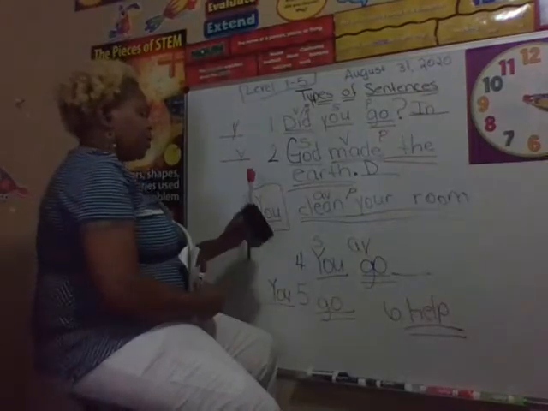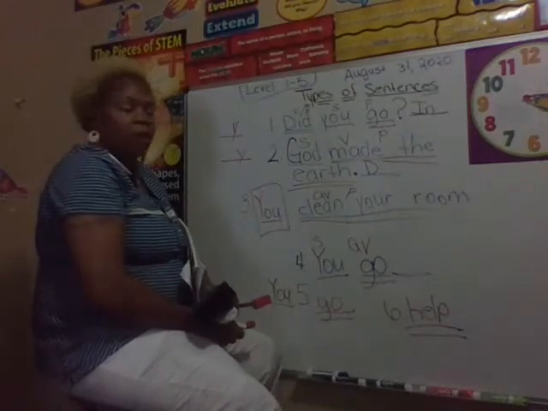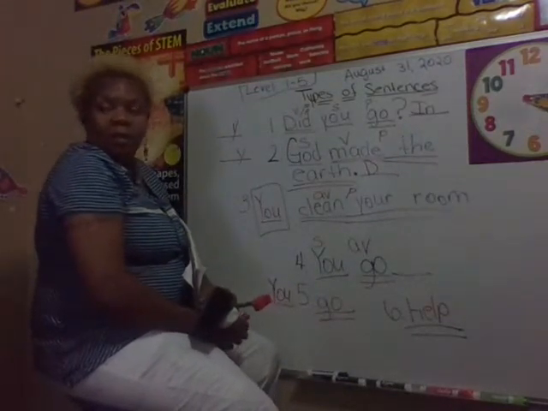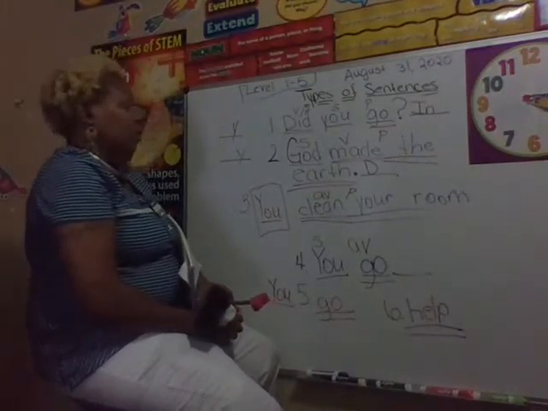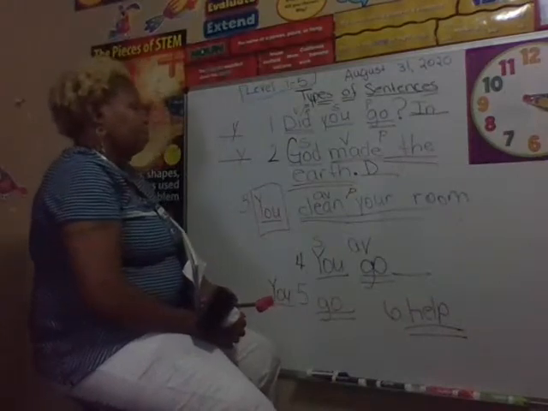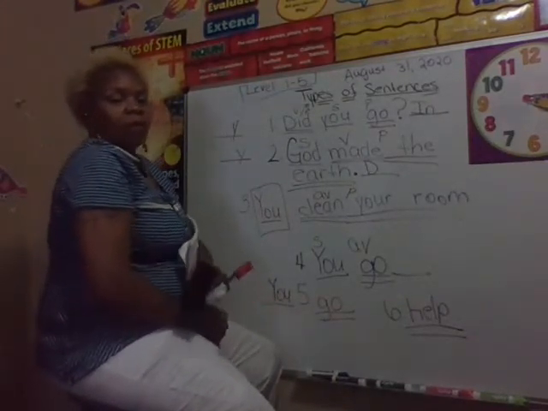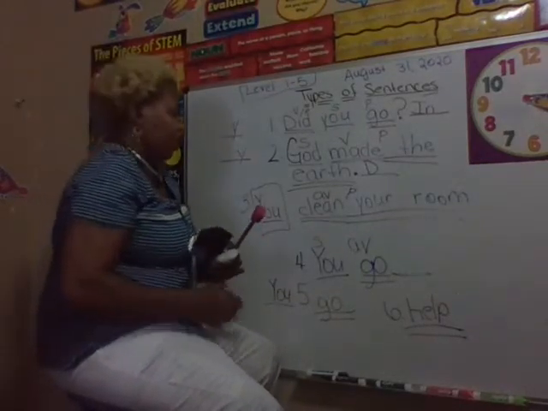Clean your room. It's telling you to do something. So if it's telling you to do something, it's giving you a rule. Which sentence gives you a rule? What type of mark goes at the end? A period goes at the end.